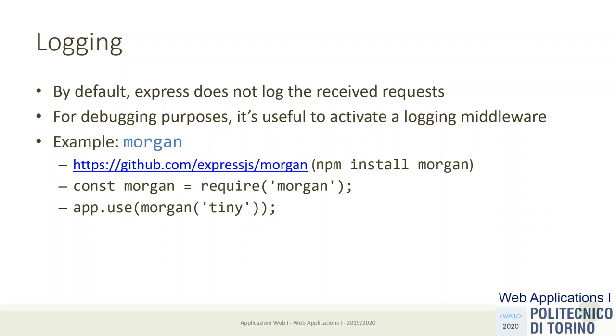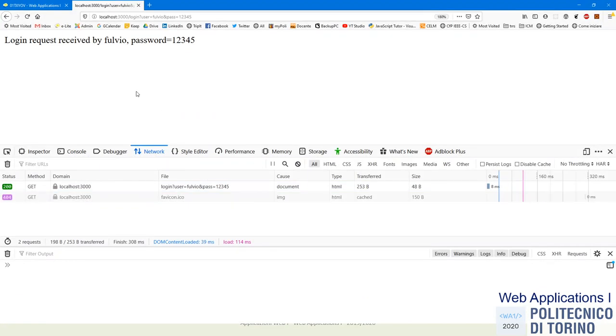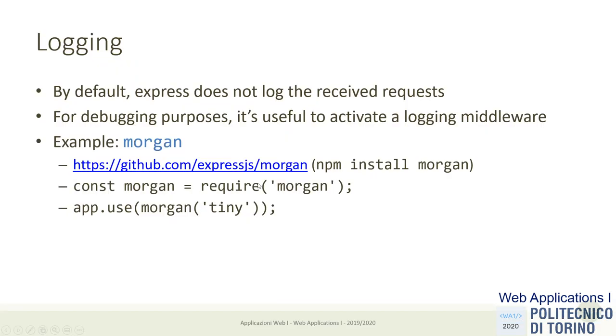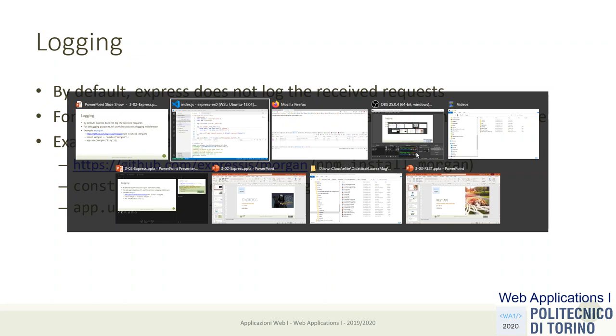Another useful thing that we can do in our applications, because you see that the server is quite silent. When we navigate, we can see in the browser the requests that we are making. The browser inspector will tell us everything, but the application console is quite silent. One useful thing that we should do when doing development is logging the requests, so the web server shows what requests it gets, so that we are sure that the server is getting the right requests. Again, there's a package for that, called Morgan, which is a middleware already predefined by the Express team.